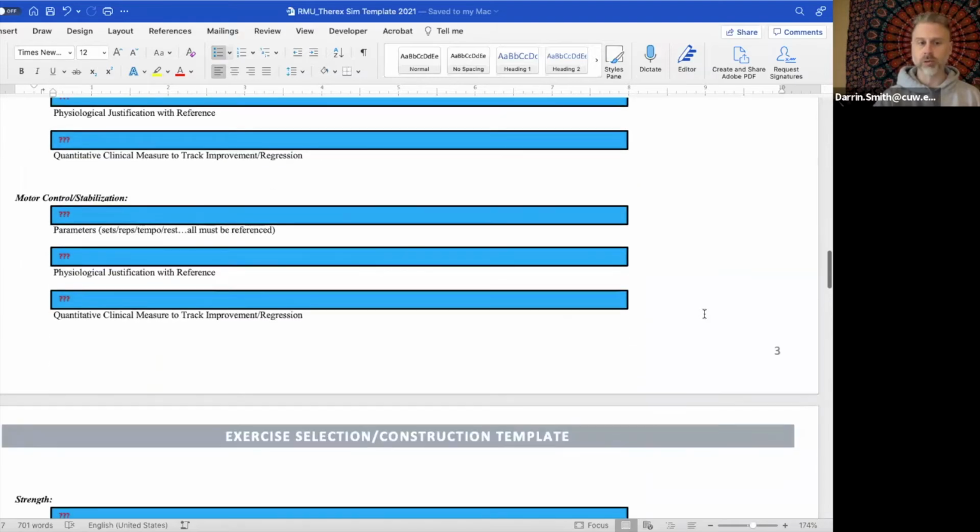Next, we got motor control and movement retraining. This is where you're going to have a tough time finding some things. And what you end up having to look for here are strategies. When it comes to motor control, I'm going to tell you right now, there's no magic sets and reps on this. And there's so much that we are still learning.